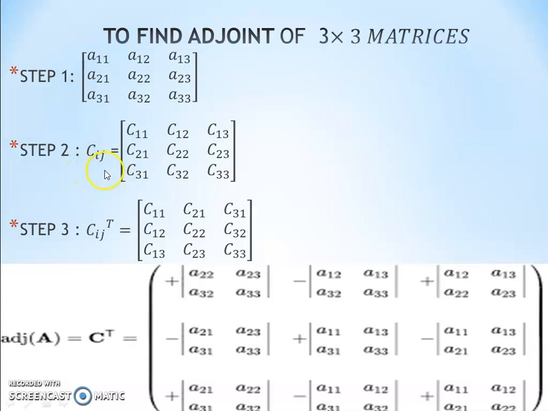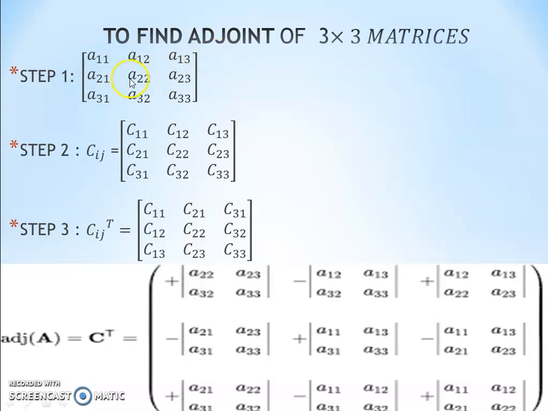We have to find Cij. Cij is called the cofactors, that is C11, C12, C13, C21, C22, C23, C31, C32, C33. And the transpose of Cij gives the adjoint of A. But how is Cij derived? That is very important. C11 is derived this way.